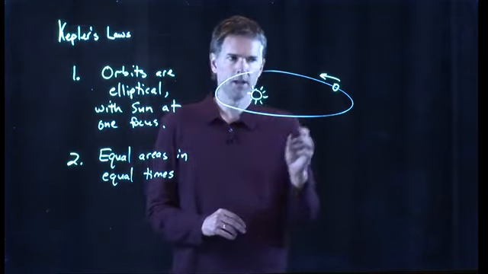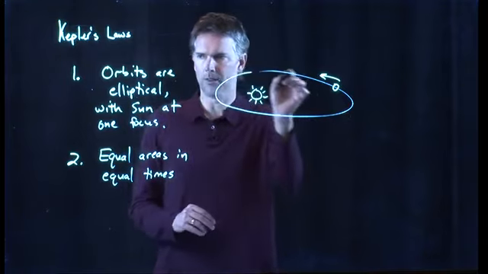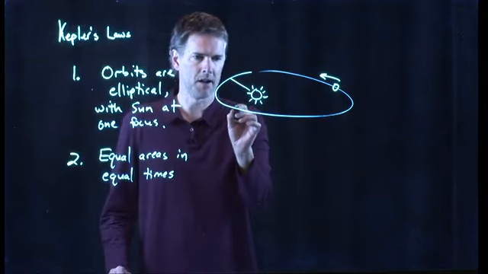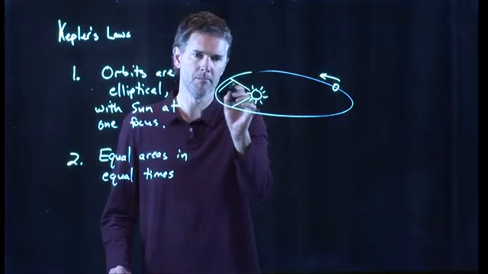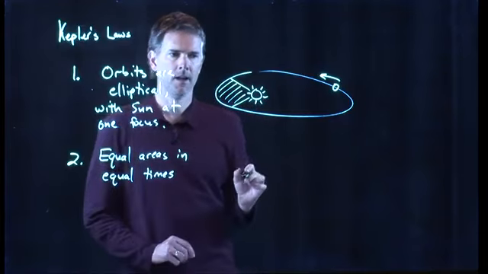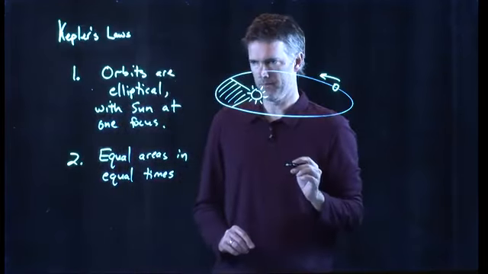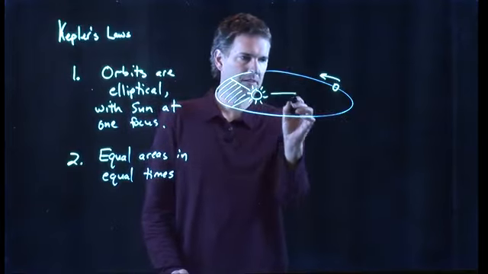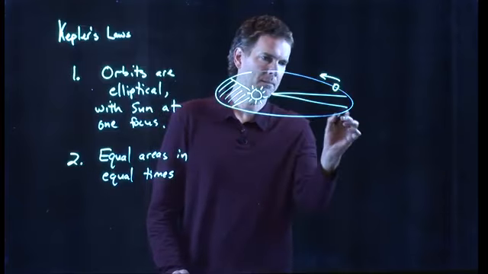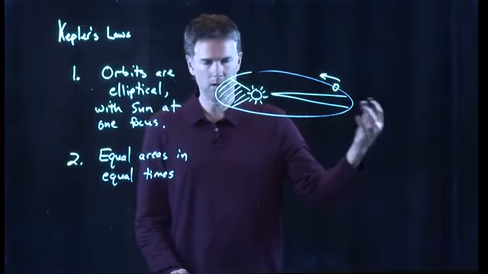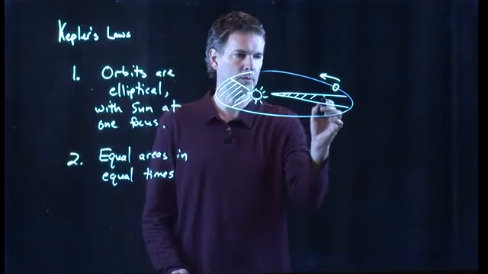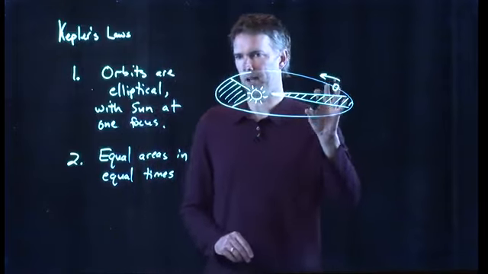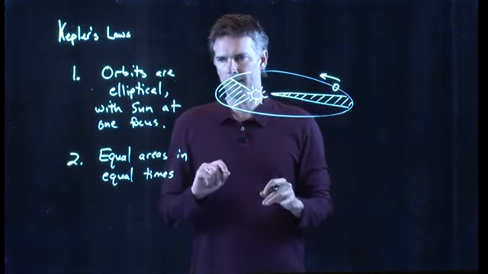What it means is, as this planet sweeps out this ellipse about the sun, if I take a stopwatch and I measure how far it moves in some amount of time, and then I shade that area, I would get some number. But if I take the stopwatch and I do the same amount of time at the far end of its elliptical orbit, and I map out that area, I get the exact same number. Equal areas in equal times.